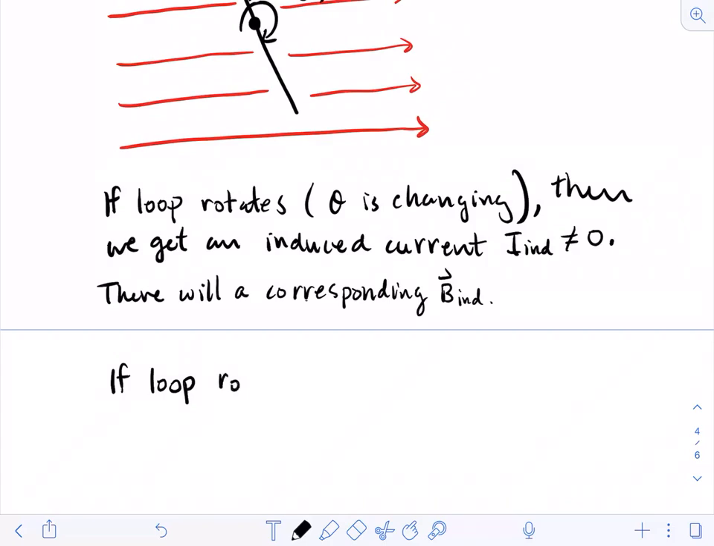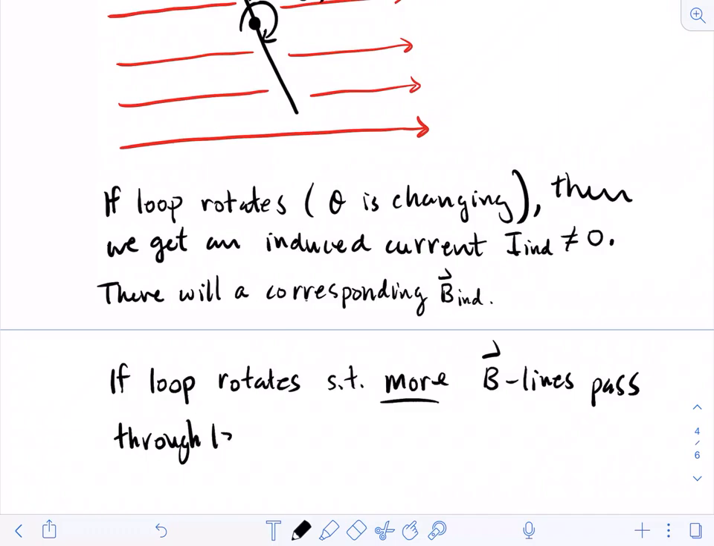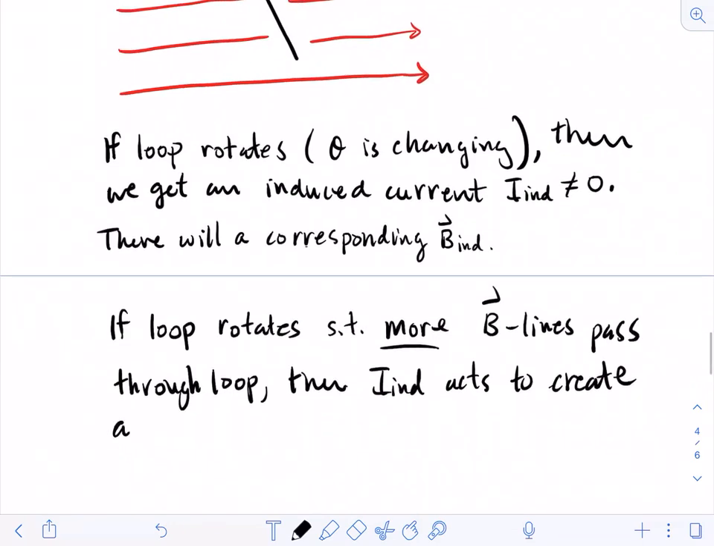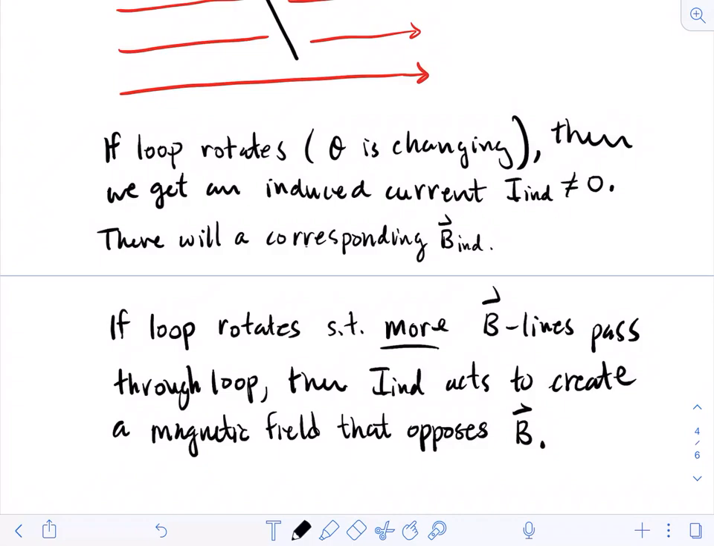If the loop rotates such that more magnetic field lines pass through the loop, then I induced acts to create a magnetic field that opposes the applied magnetic field, which we called B.